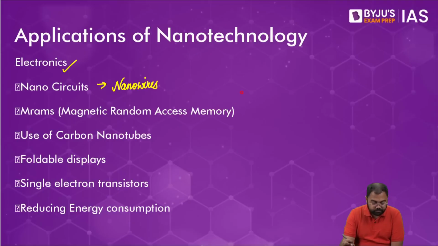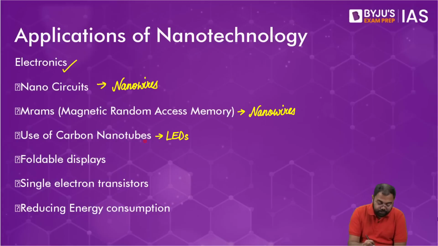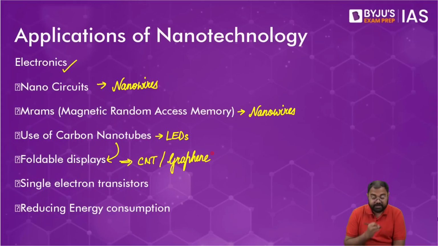Then in making MRAMs or magnetic RAMs, we again see the use of nanowires in these cases. So nanowires can be used. Then the use of carbon nanotubes. So carbon nanotubes actually can be used in LEDs. They can be used in LEDs and also for making foldable displays. In foldable displays, what we have seen is that either carbon nanotubes can be used or graphene can be very, very useful. Graphene can be very, very useful because it's a very thin sheet, right?